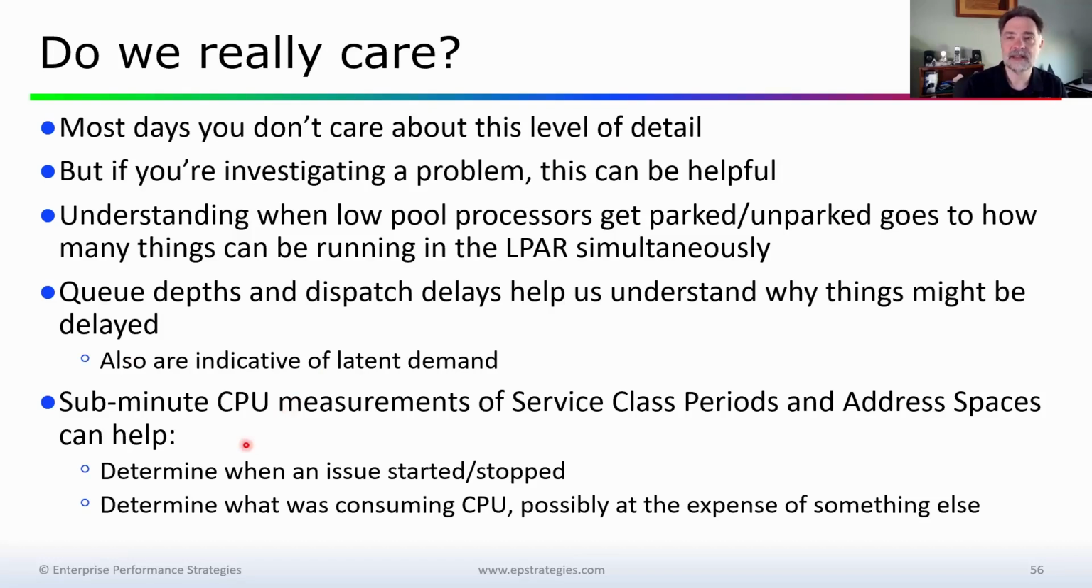And then, of course, the sub-minute CPU measurements of the service class periods and address spaces can help determine when an issue started and stopped, and also determine what was consuming CPU, possibly at the expense of something else.